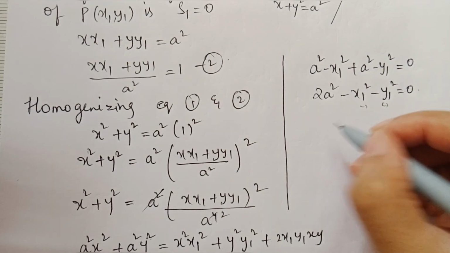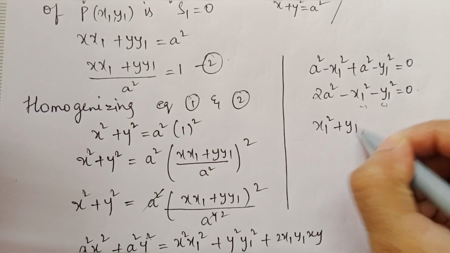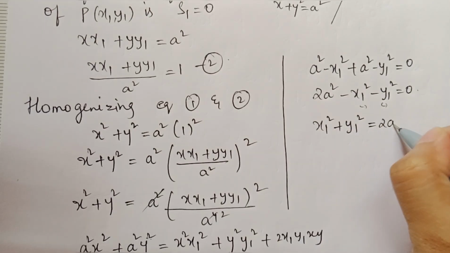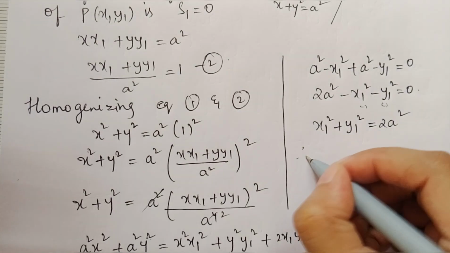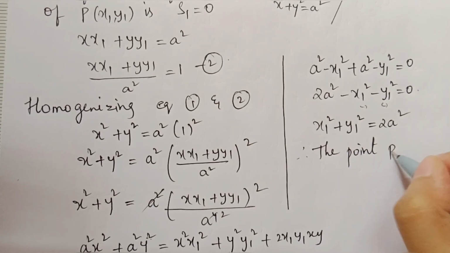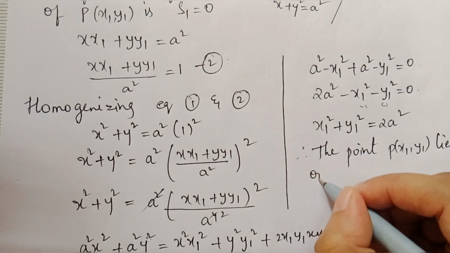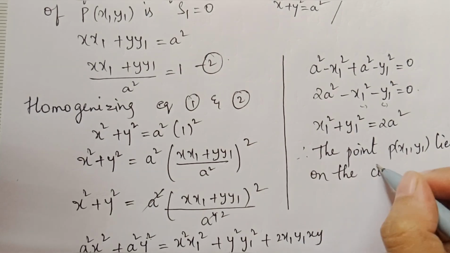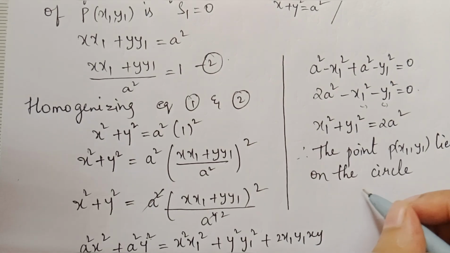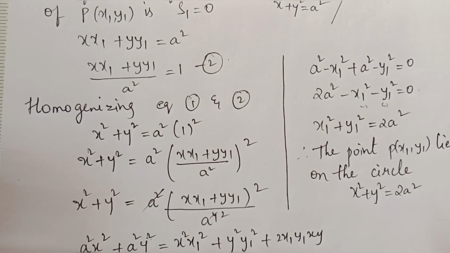Transpose these two terms, that side will become positive. So we'll get x1 square plus y1 square equals 2a square. Therefore, the point P(x1, y1) lies on the circle x square plus y square equals 2a square.